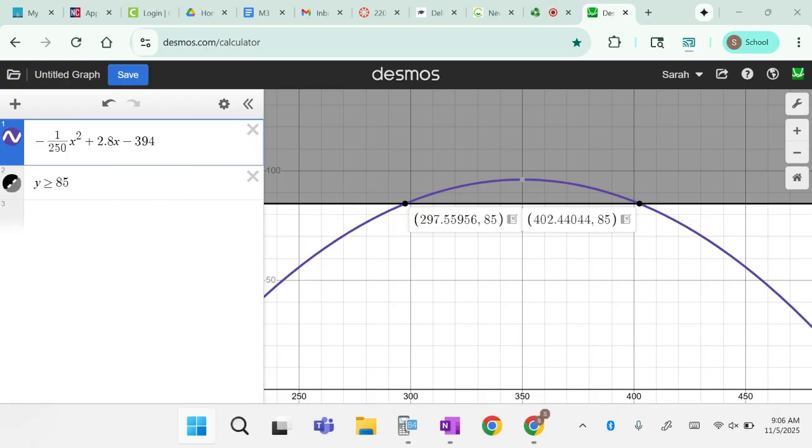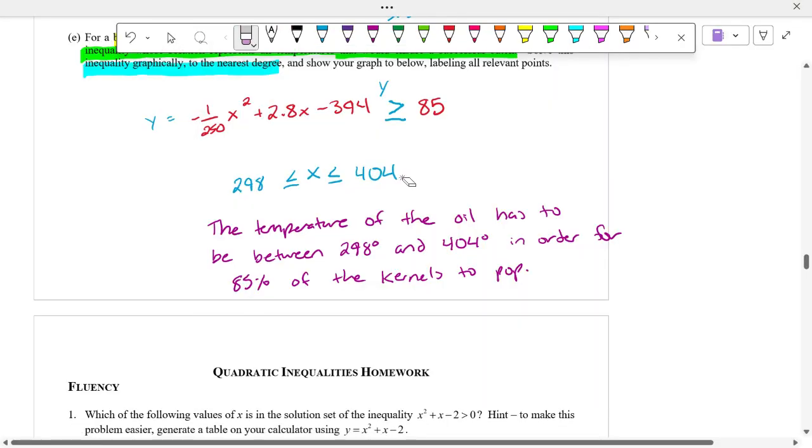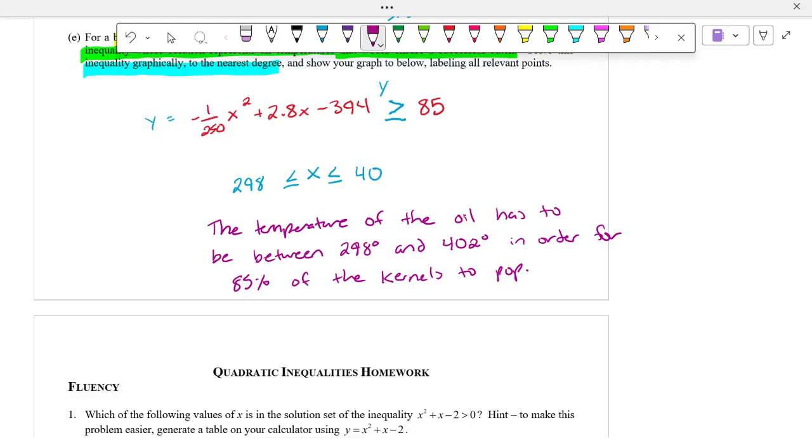Yeah, 402. You know, it's fine. Apparently I have no memory for like 2 seconds.